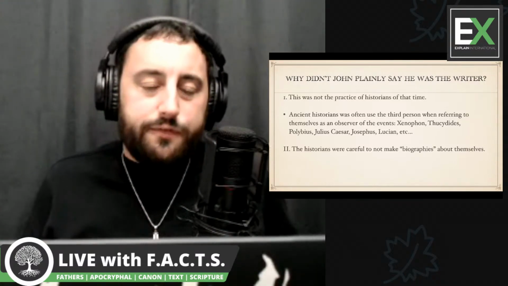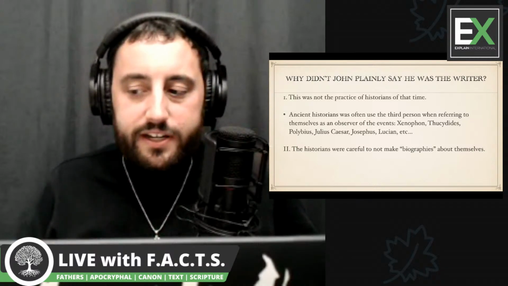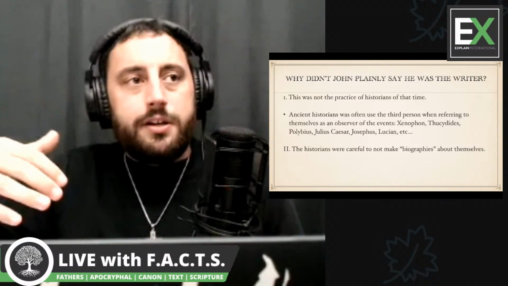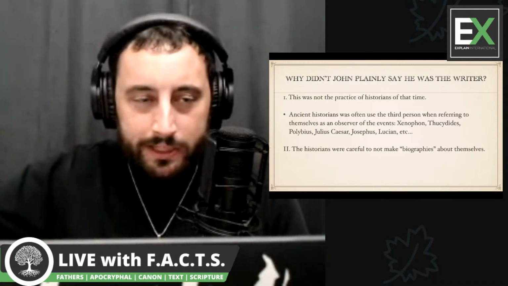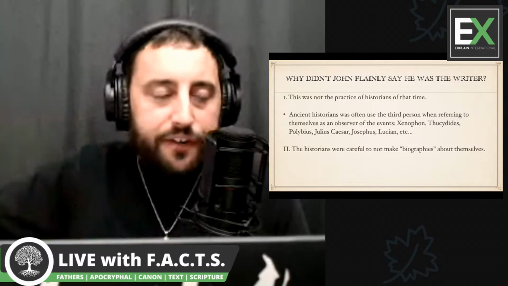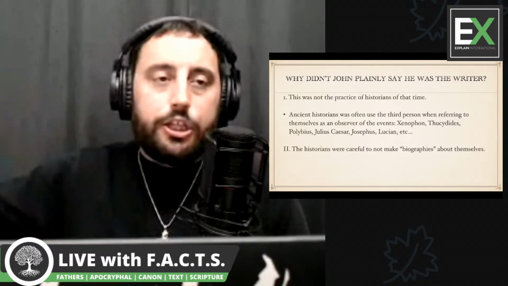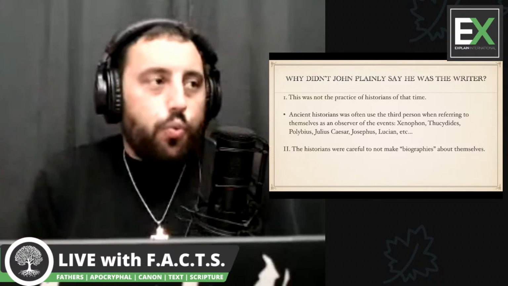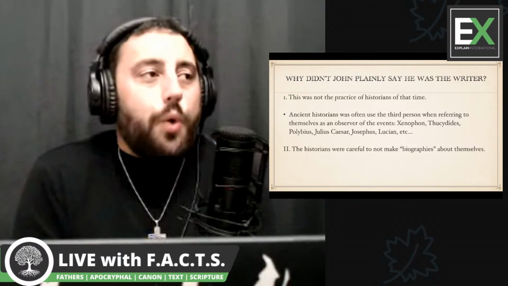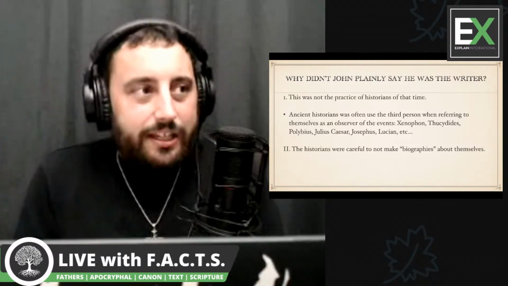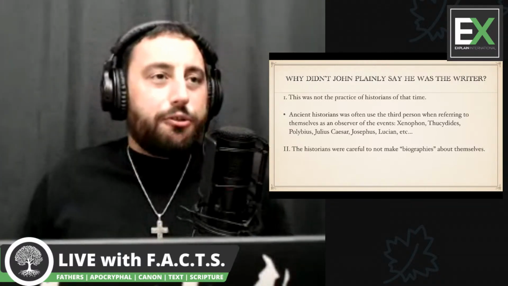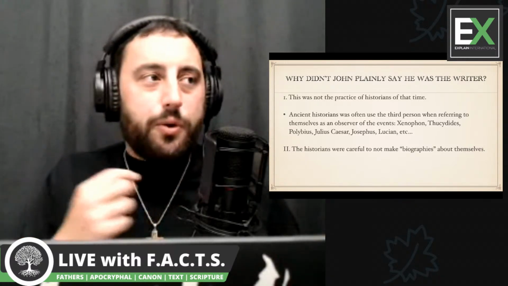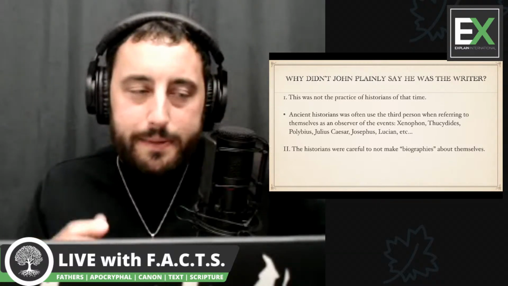The historians were careful not to make biographies about themselves. Don't miss that. So not only was it not a practice of that time, you see this consistently in Greco-Roman literature, whether you're talking about Xenophon, Julius Caesar, Lucian, or the great Jew who wrote on the wars, Josephus, and there are others as well. They were writing distinctly apart from their writings, in a third person sense, to give information.